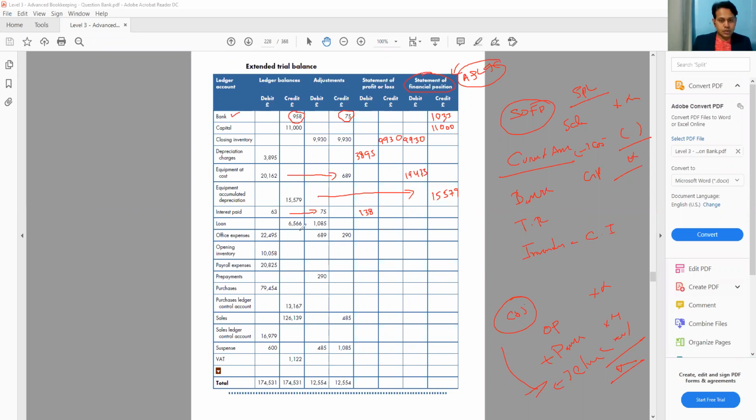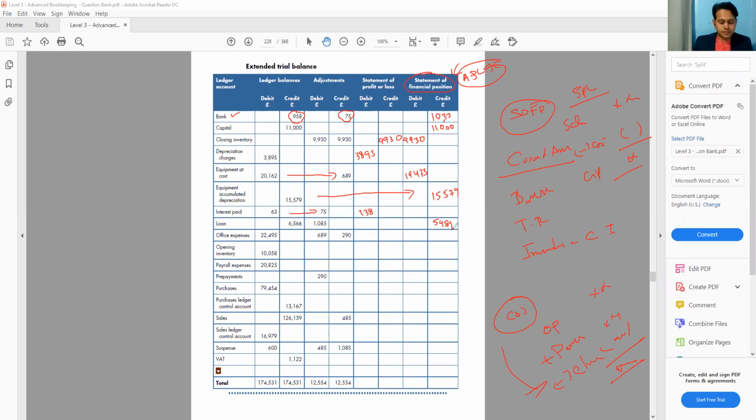Okay, loan. So we have a loan credit and debit. So on the adjustment, we have a debit. The loan is credit 6566, and we have a debit of 1085. So that means debit and credit have to be plus and minus. So how much will be the loan? 5481. Very well done, Freight. And that will go to where? That will go to SOFP as a liability, as a credit. So 5481.